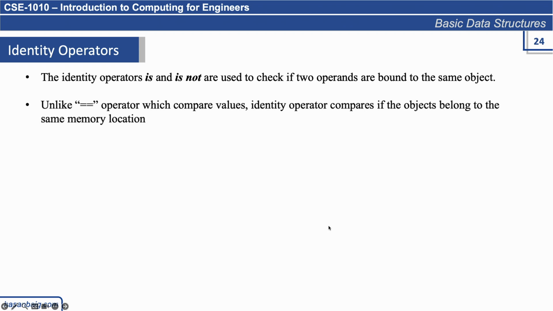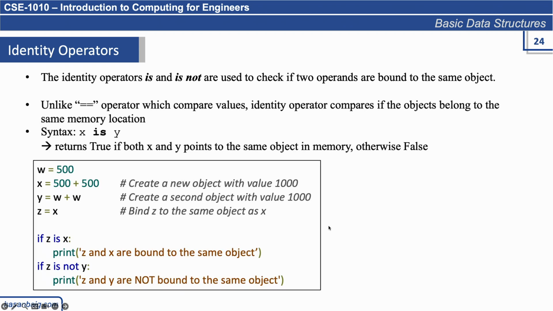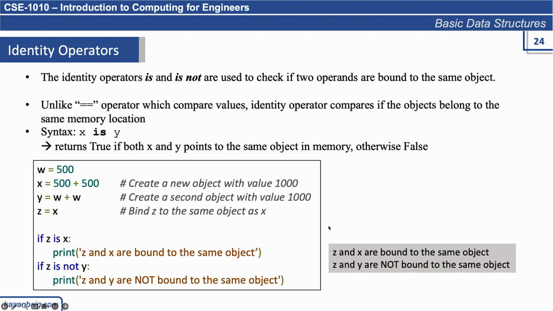The identity operator is something that is not often used while you are a beginner, but it checks whether certain objects point to the same object in memory. Here, for example, w equals 500, x equals some value, y equals another value. Then z equals x, so we are assigning the value of x to z. In other words, we are telling Python that z and x point to the same memory location which contains certain data.